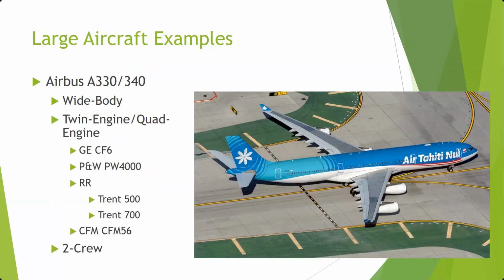A330 is a twin engine. Both of them are wide body, 2 aisles, whether you have a 4-engine or 2-engine version. Different engine options. You can see a lot of them are repeats from other aircraft, 2 crew. And you won't see too many of the A340s anymore. They're being retired.